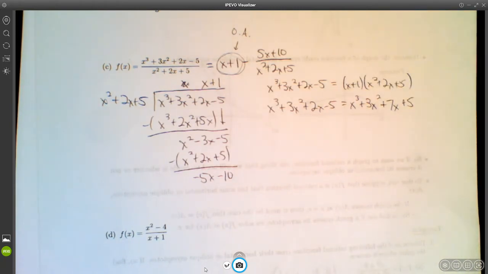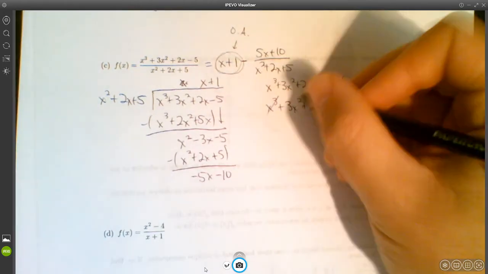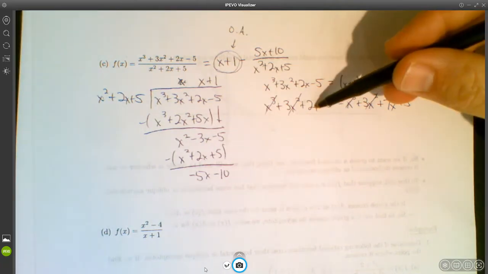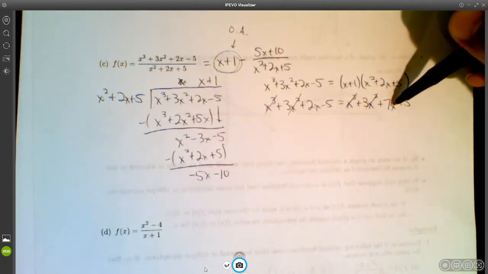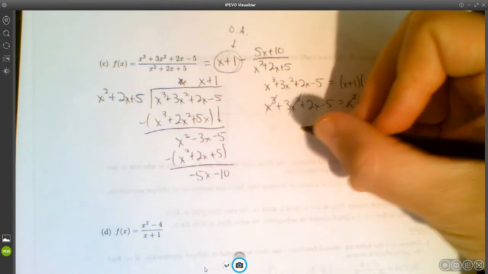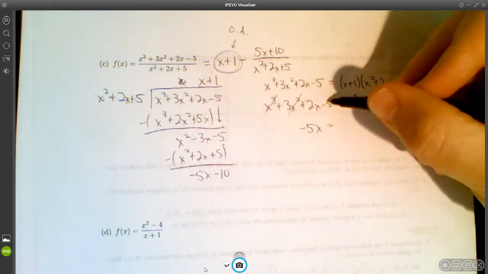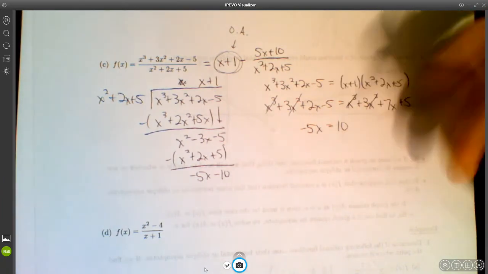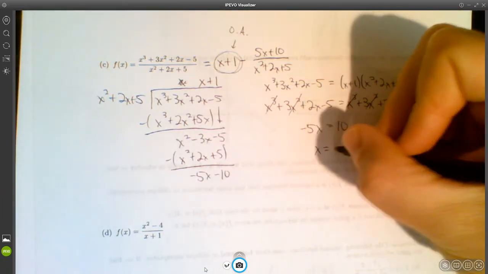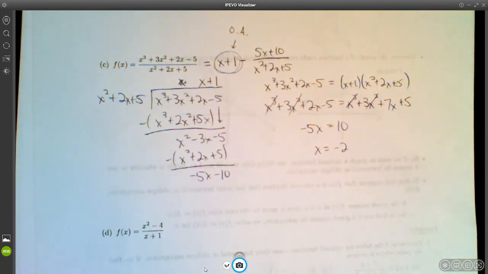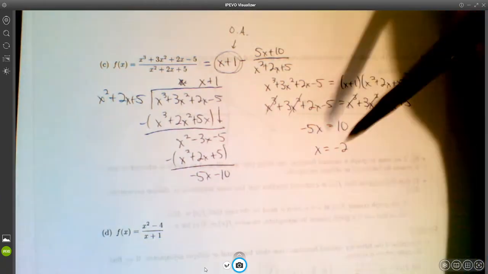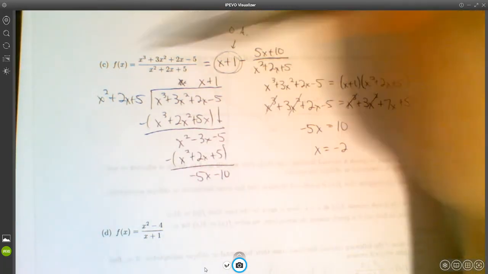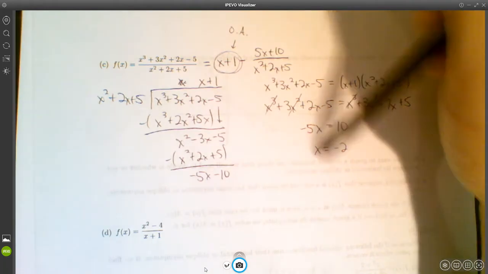Okay. Ooh, okay, so the x cubes cancel, but so do the 3x squareds. That's kind of nice. I'm going to move this 7x over there and this 5 over there. So moving this 7x over, I would get negative 5x equals, moving this 5 over, I would get 10. And then dividing through by 5, I would get x equals negative 2. So this function is going to cross its oblique asymptote when x is negative 2.